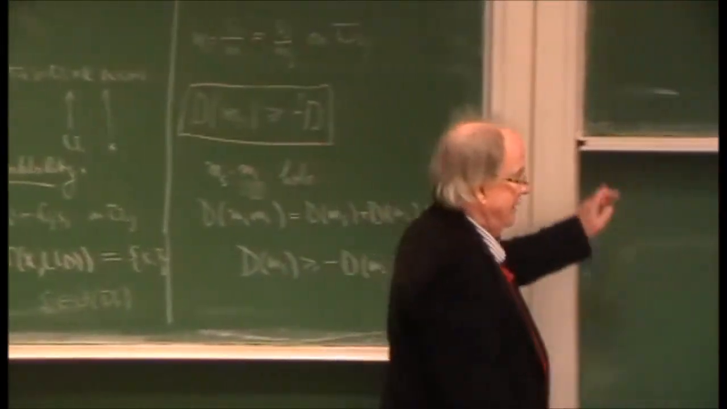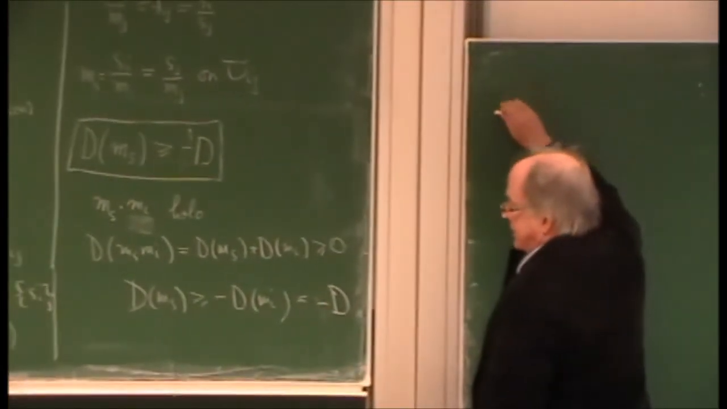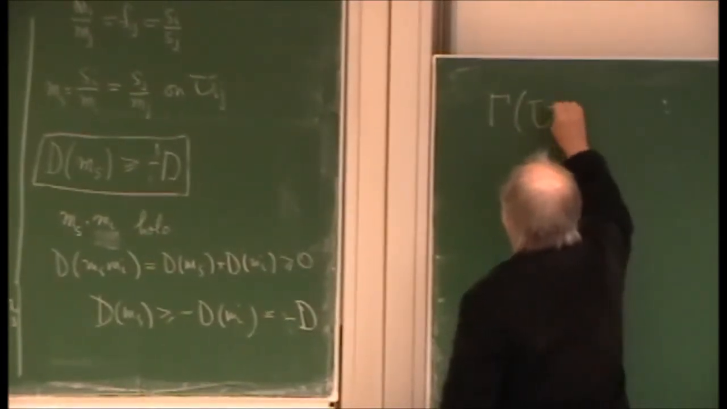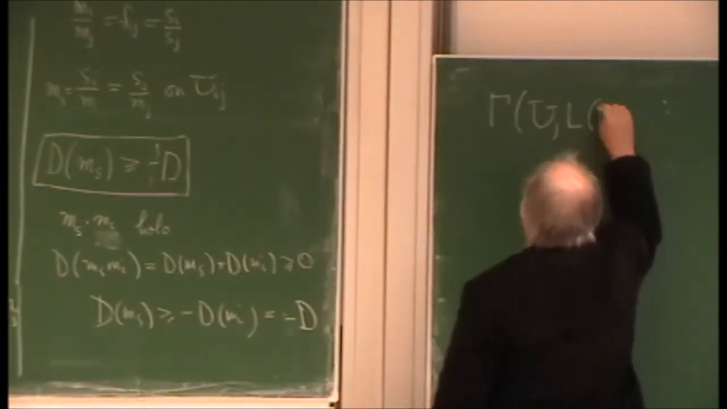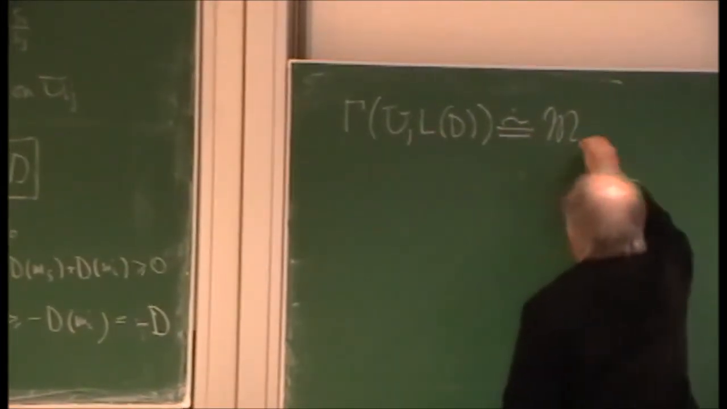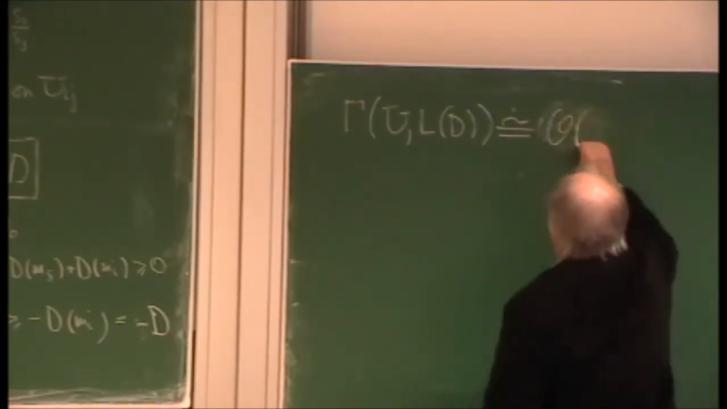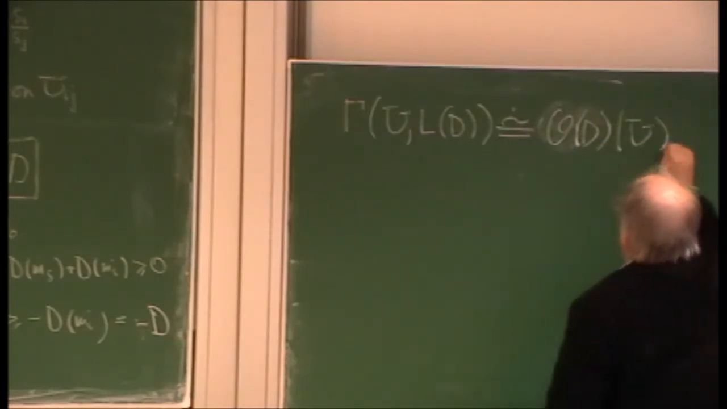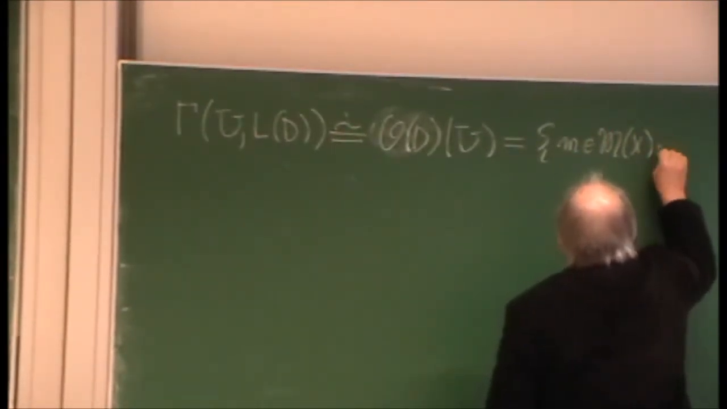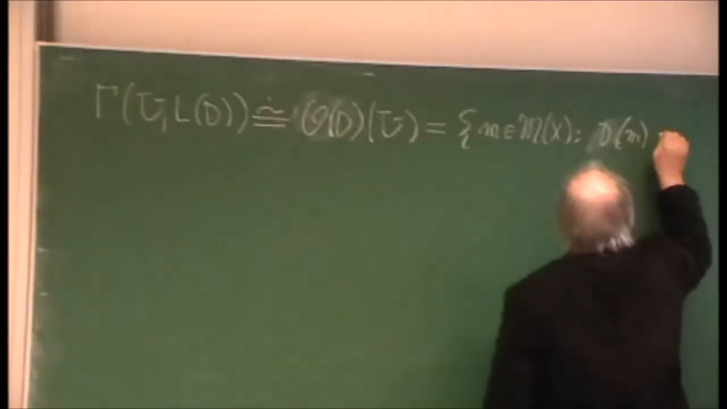So if you look at what I just said, then there is an isomorphism, and you can do this on any open set between the sections of this bundle on this open set and the meromorphic functions on this open set, which I will call OD of this open set, which is equal to the set of meromorphic functions on X such that the divisor of M is greater than minus D.